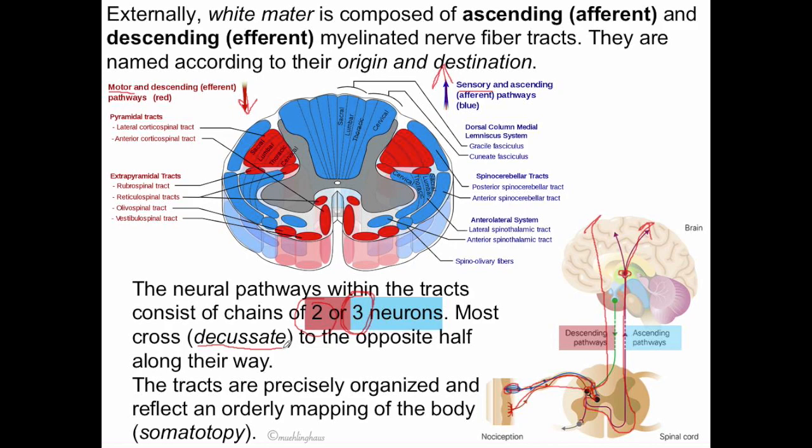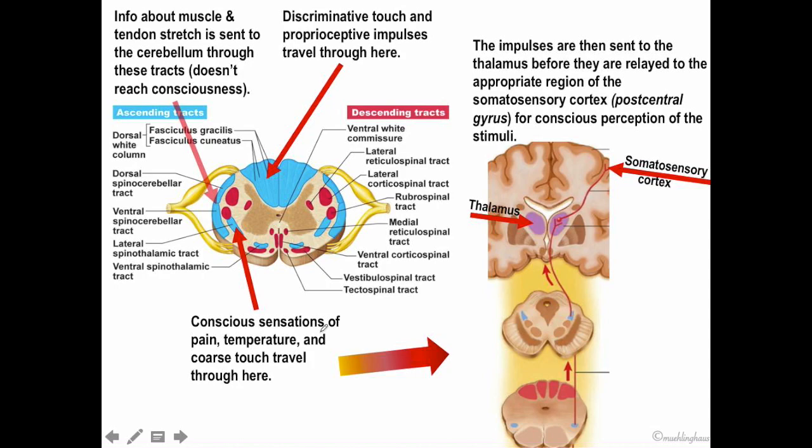Internally, the tracts are very precisely organized and reflect an orderly map of the body. You could see how we can organize everything up here. We see where the sacral segments go through, the lumbar, and so forth. They call that somatotopy, that arrangement. It's like a topographical map.